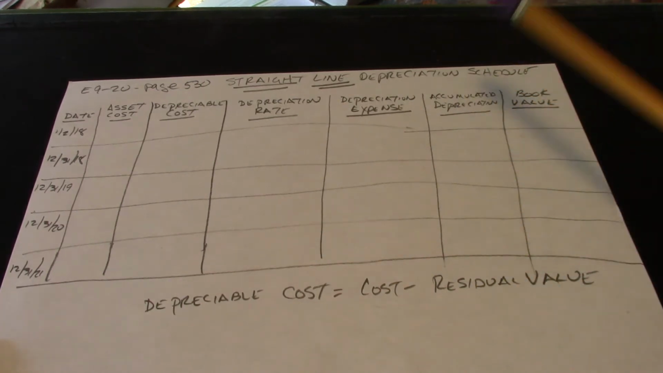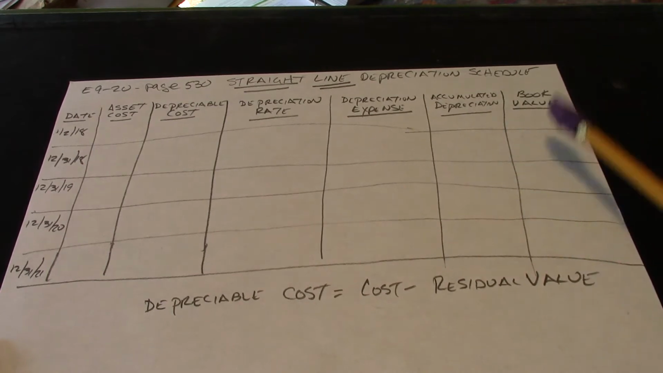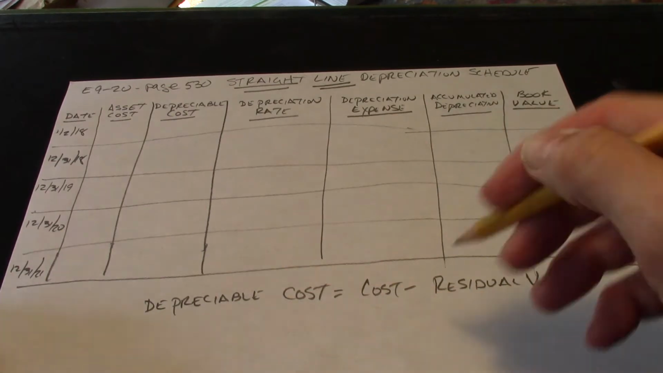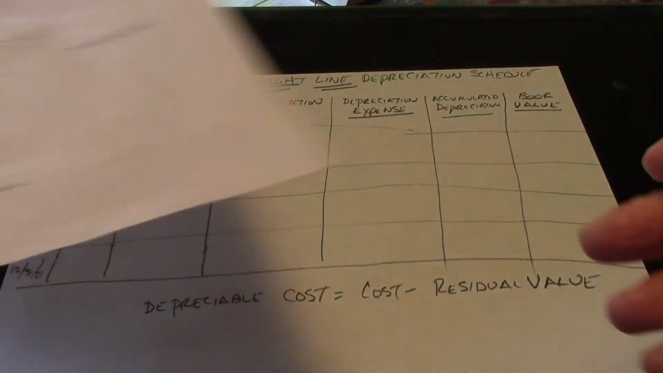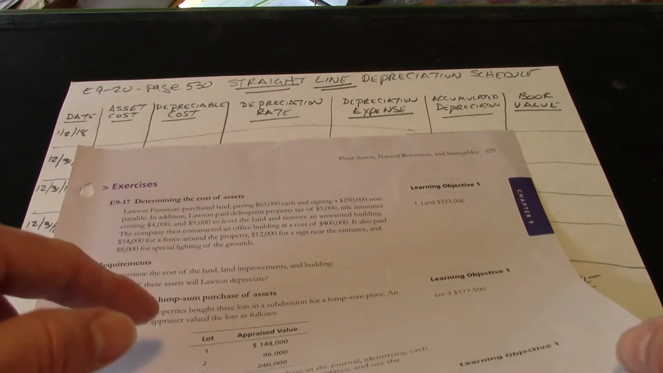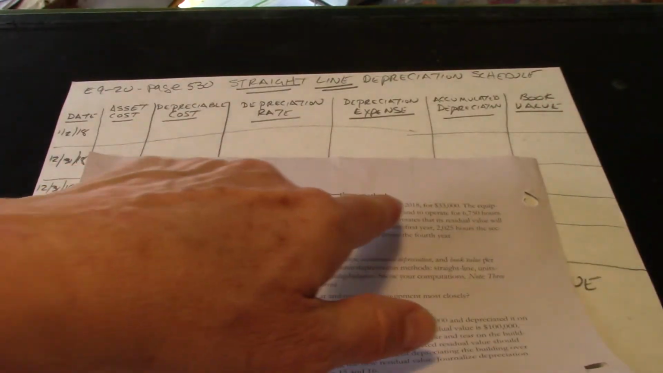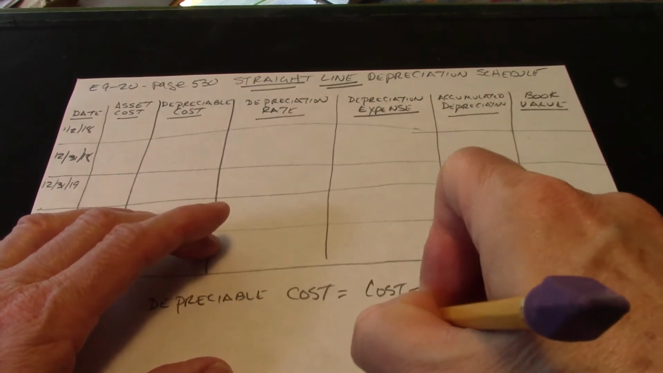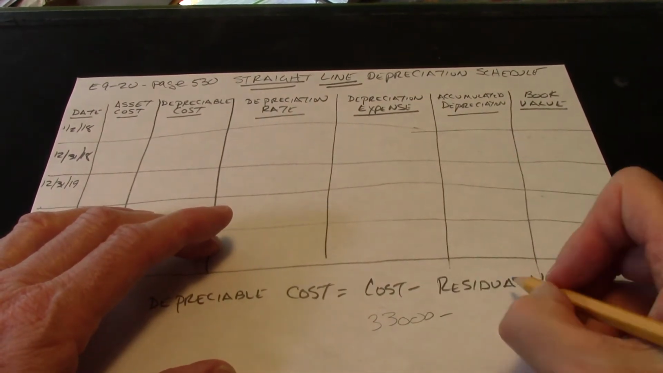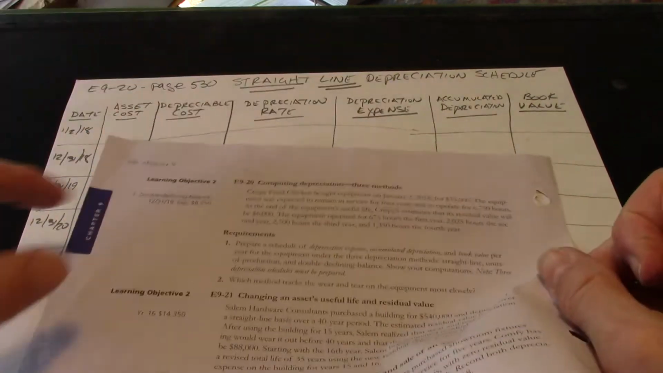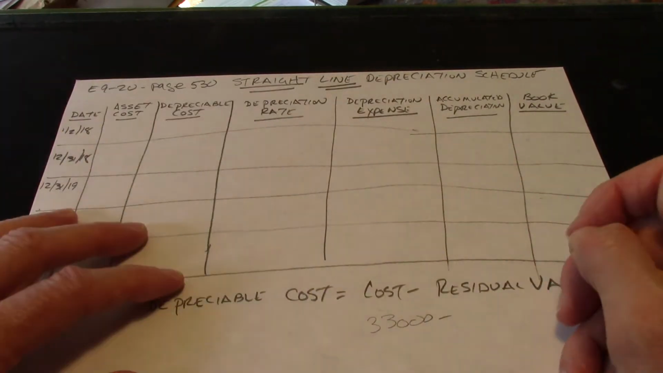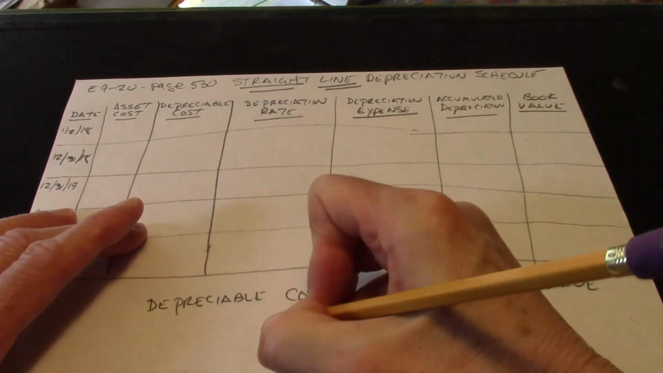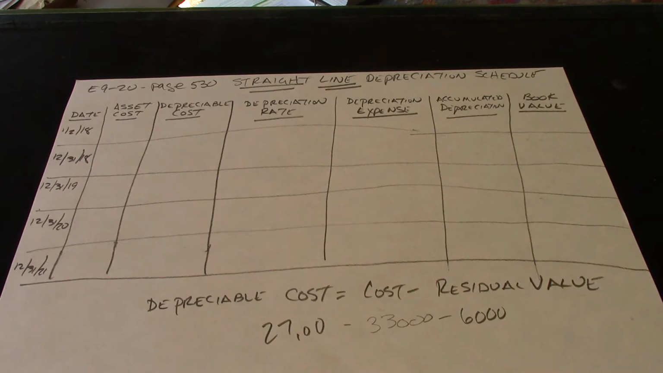Because on our balance sheet we show the accumulated depreciation, we show the book value, so we don't know what those are. Alright, so depreciable cost is cost minus residual value. So according to the problem, the cost is $33,000, right? Minus the residual value, which they tell us is $6,000. So that means my depreciable cost is $27,000.